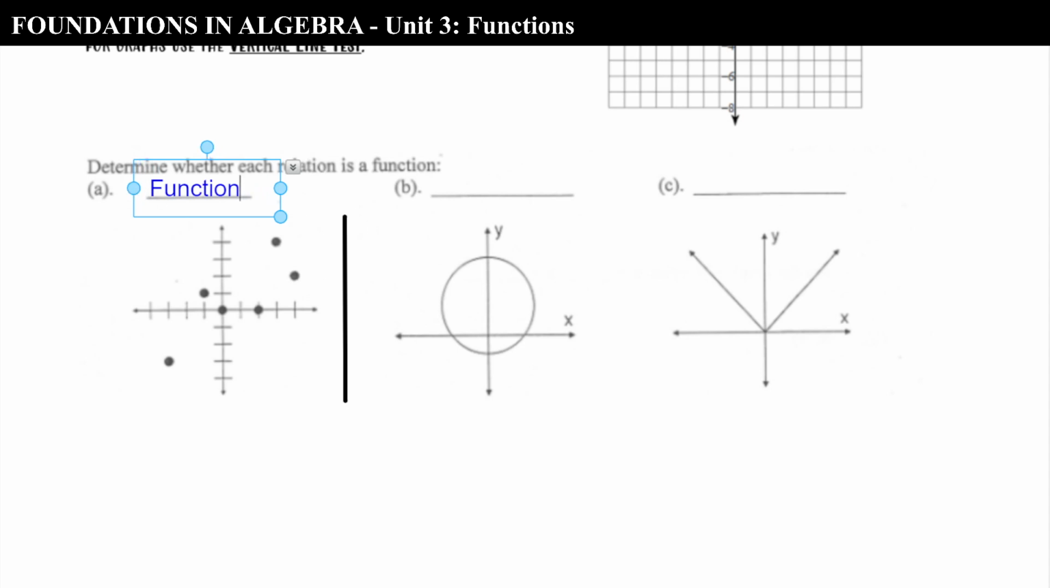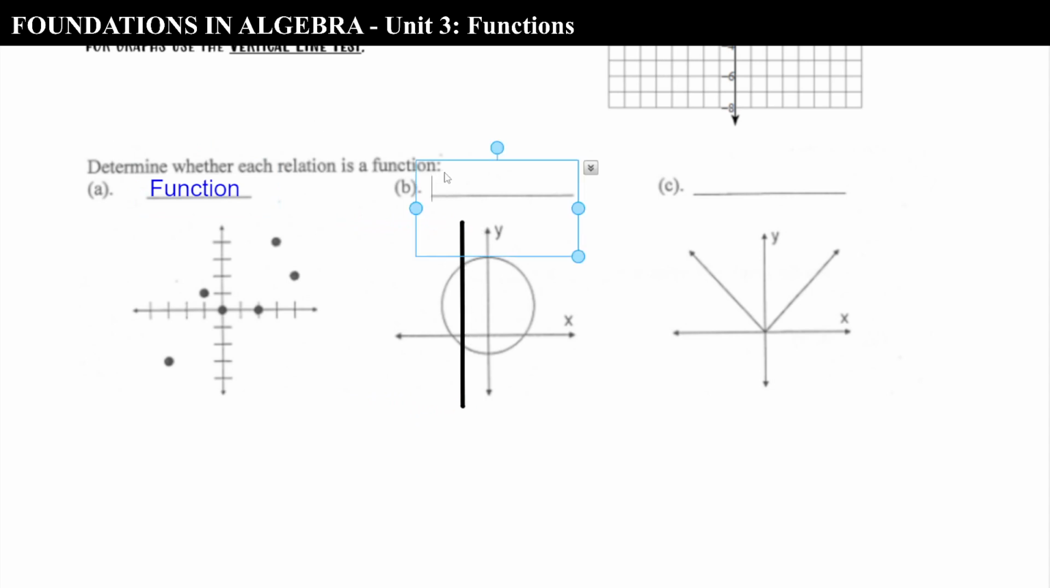All right, let's take a look at the next one. Here's our vertical line again. And if we pass it through, immediately we have 2 points going through this vertical line at the same time. So we don't even have to go any further. We can say that this graph is not a function.